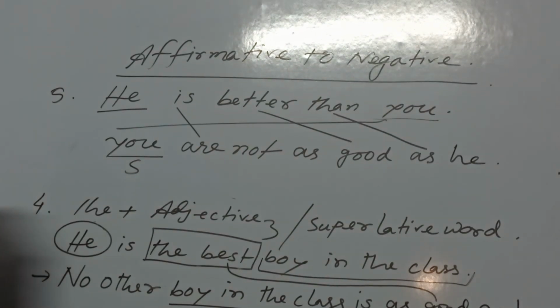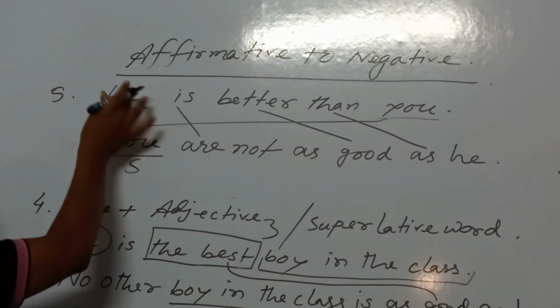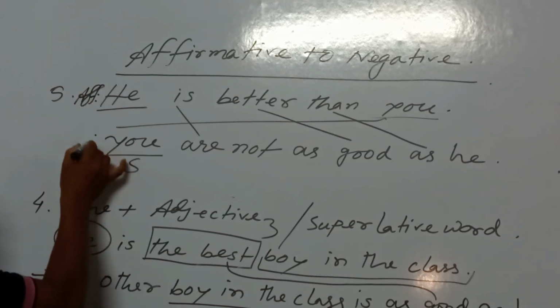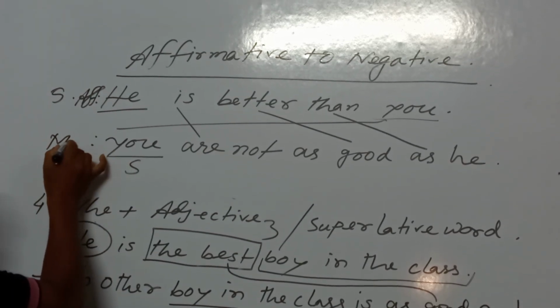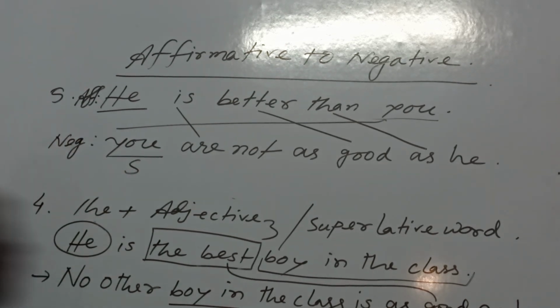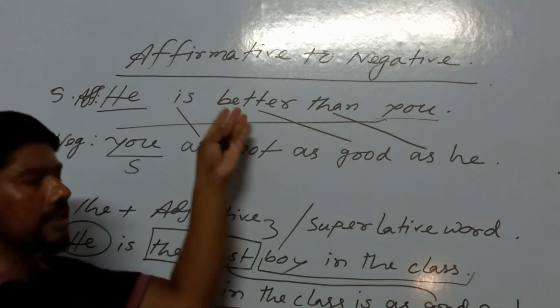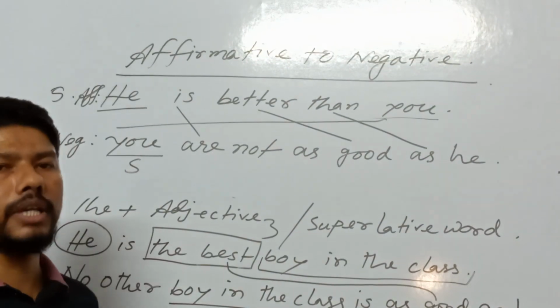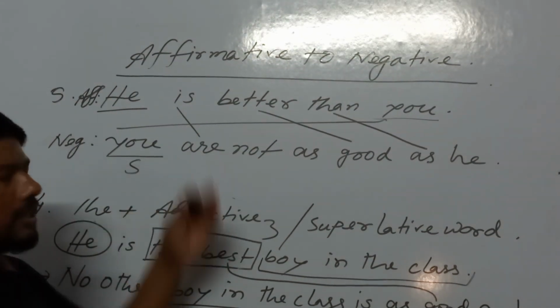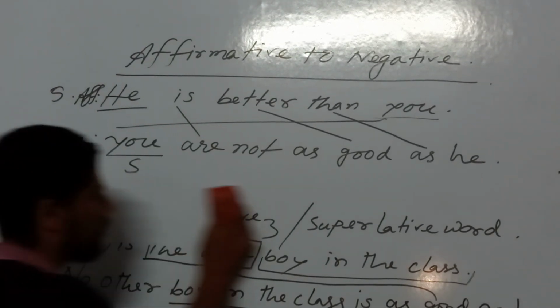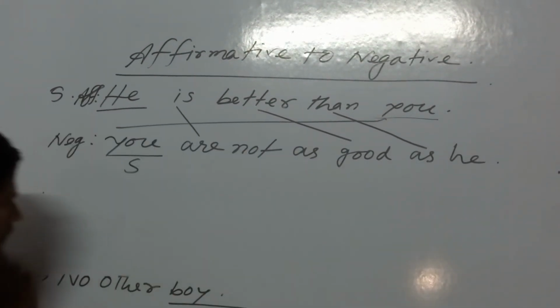So look at the sentence. This is an instance of comparative sentence and it's affirmative, and we have already made it negative. So in this way such kind of comparative sentence can be changed into negative form, and we have to make it negative in this way. So let's see another example or rule.